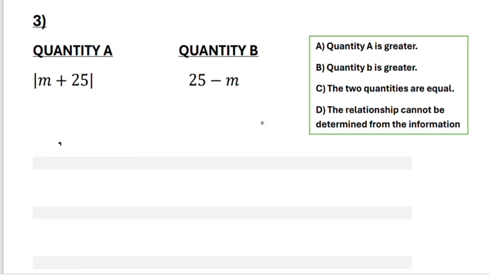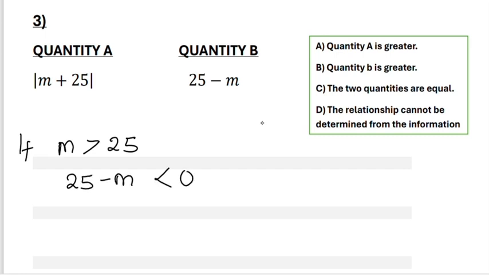So let's say m is greater than 25. If m is greater than 25, that simply means that 25 minus m is going to be a negative number, right? Because if m is 30, this expression would be negative 5. If m is 26, this will be negative 1. So if m is greater than 25, quantity B will be a negative number, and quantity A is going to be a positive number because it's magnitude.